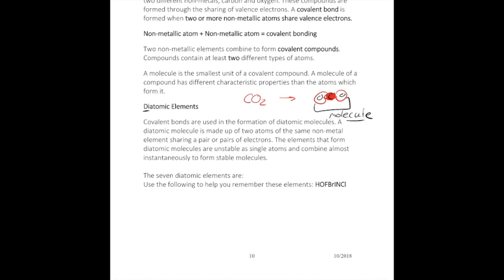So covalent bonds are used in the formation of diatomic molecules. A diatomic molecule is made up of two atoms of the same nonmetal, sharing a pair or pairs of electrons. The elements that form diatomic molecules are unstable as single atoms and combine almost instantaneously to form these stable molecules. There are 7. Sometimes it's easy to remember Hofbrinkel, which is a sort of name that you can say, Hofbrinkel.